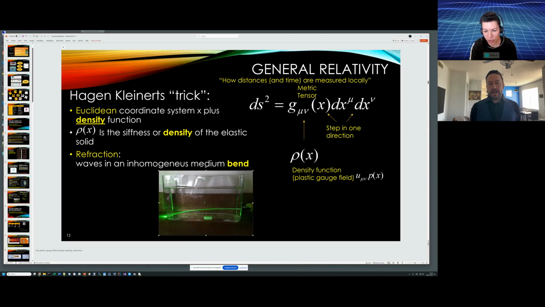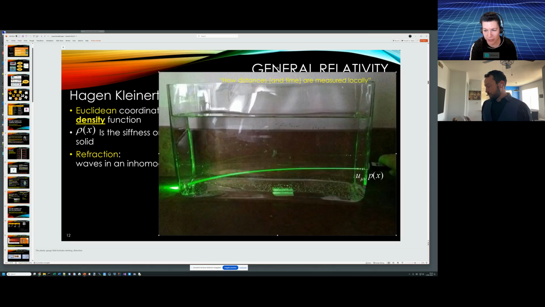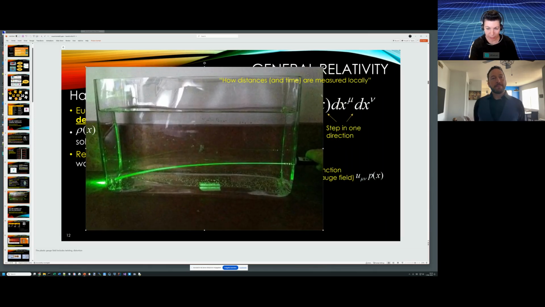Yeah, and let me just enlarge this. You can actually do this experiment even in your kitchen. So you take a bowl of glass. I guess the walls have to be kind of flat. You add water and sugar, lots of sugar.